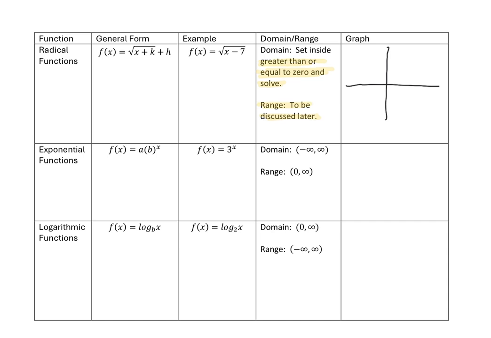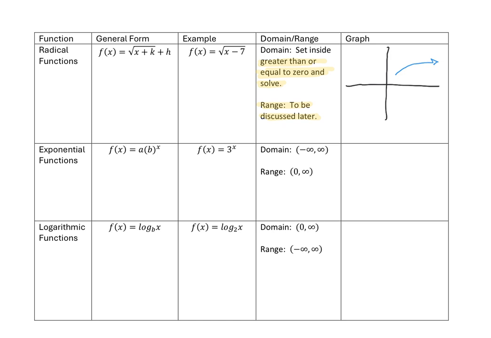Now, in order to graph a square root function, we're basically going to look at something like this. Now, this is for an even function. So, for instance, if it's a square root, if it's a fourth root, if it's a sixth root, we're going to have something that looks like this.